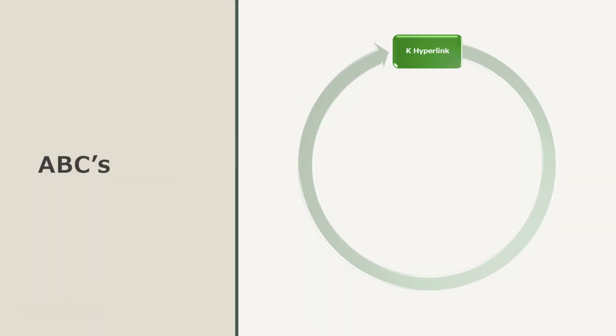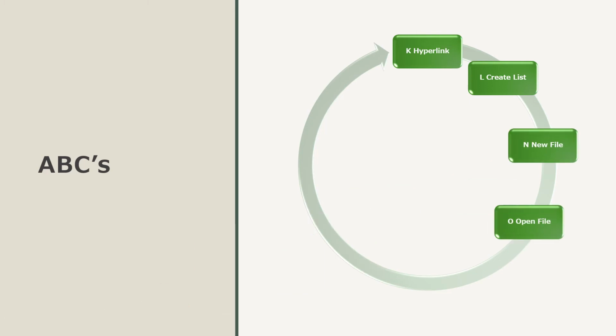If I press Control K, I can create or manage a hyperlink. If I press Control L, I'll be creating a list. If I press Control N, I can open a new file, and Control O, I can open an existing file, and Control P, I can print preview the sheet I'm in. If I press Control R, I will fill to the right the cells I have selected with whatever's in the leftmost cell.